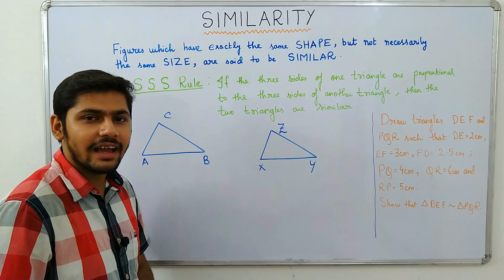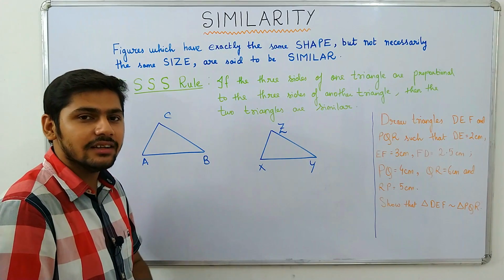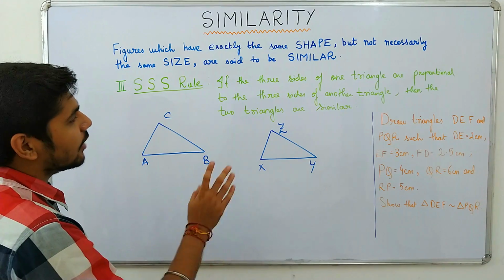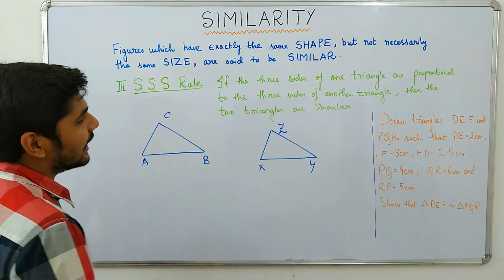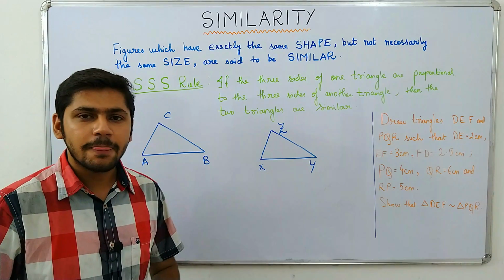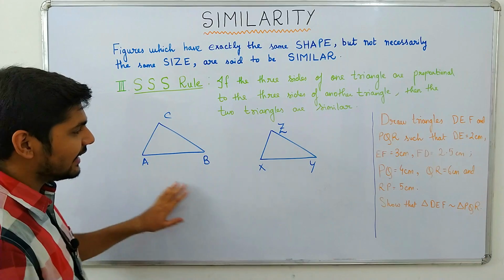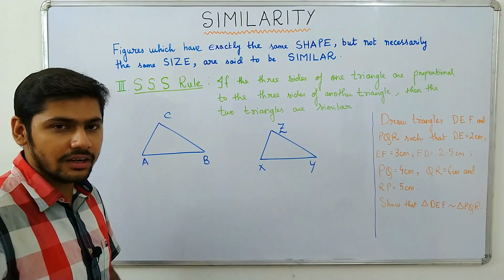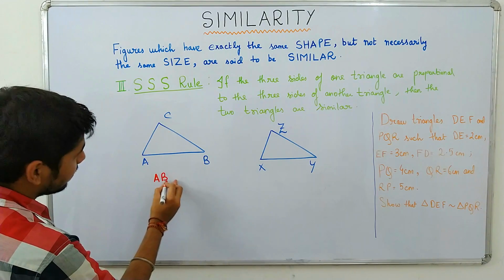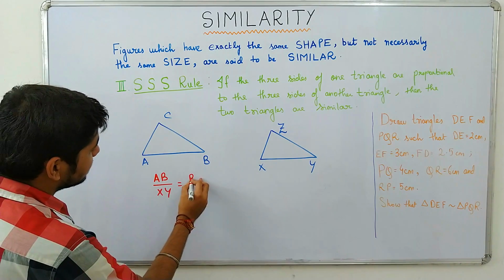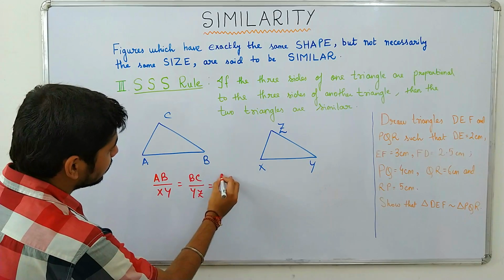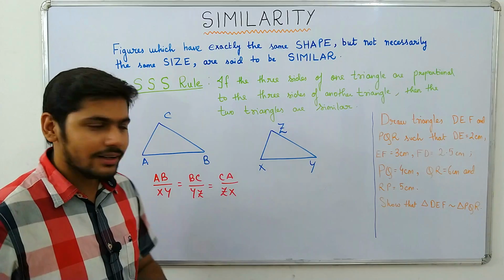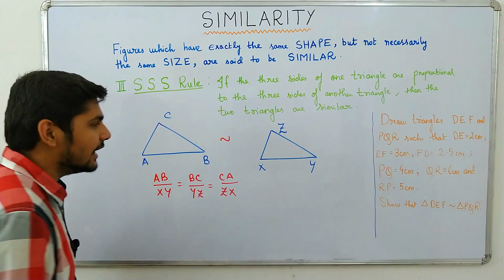Moving on to the third axiom, we have the SSS rule, which is the side rule. What does it state? It states that if the three sides of one triangle are proportional to the three sides of another triangle, then the two triangles are similar. Easy to understand? Imagine that you have two triangles, triangle ABC and triangle XYZ. Now in both the triangles, the three sides are proportional. That means AB divided by XY is equal to BC divided by YZ is equal to CA divided by ZX. Then we can say, using the SSS rule, that triangle ABC is similar to triangle XYZ.